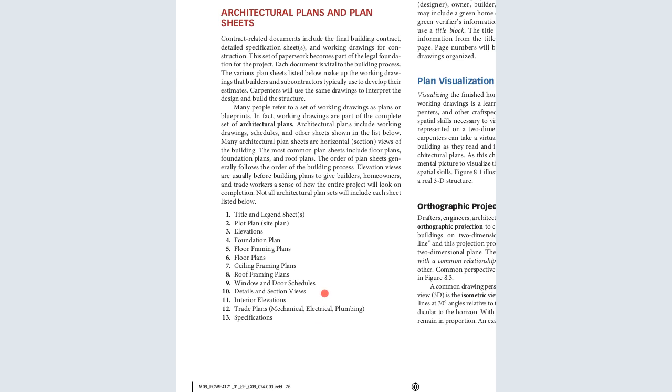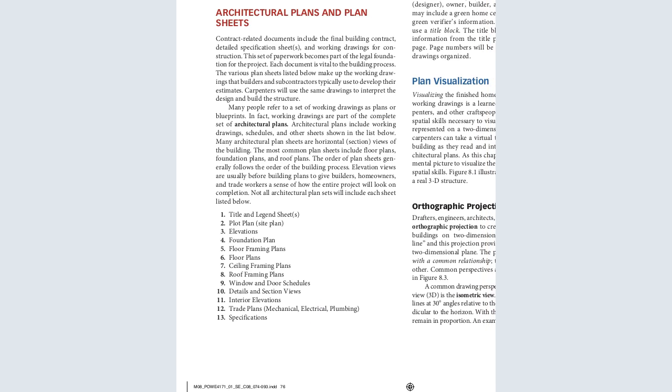So, we can see now the list below of things that are found in the plans. Now, the title and the legend sheets. We have the plot plan. We have the site plan. We have elevations, foundation plans, floor framing plans, floor plans, ceiling frame plans, roof plans, roof framing plans. We have the window and doors schedule. We have the details of the sectional views, the interior sections. We have the trade plans for the mechanical, electrical, and the plumbing works.